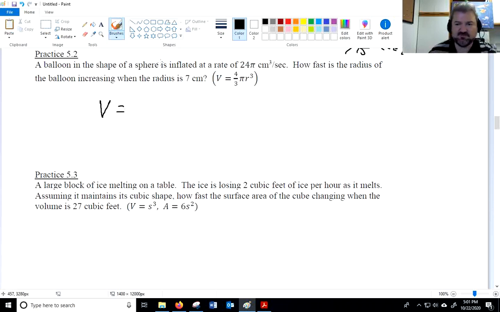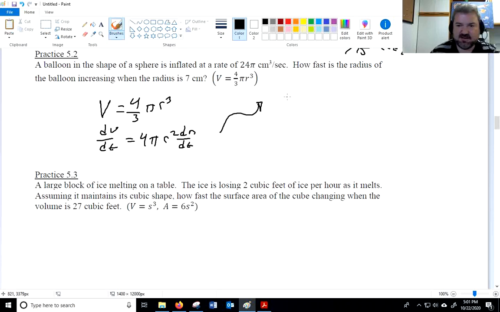Well, we know that volume is 4/3 pi r cubed. So dV dt must be 4 pi r squared dr dt. So I can plug in some stuff here. It's inflating, so dV dt is positive. That's very important to consider. So 24 pi equals 4 pi, when the radius is 7, so r is 7, and we're looking for dr dt.